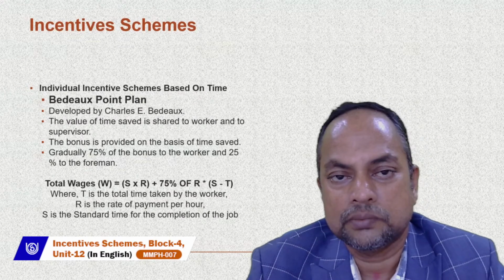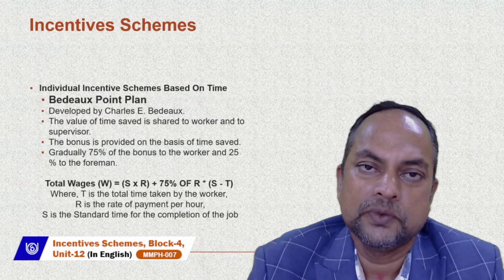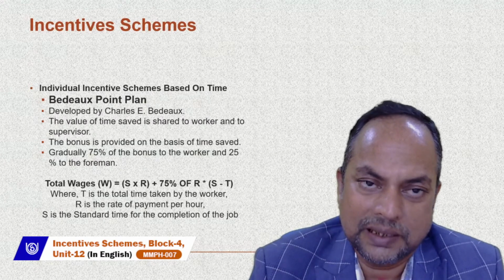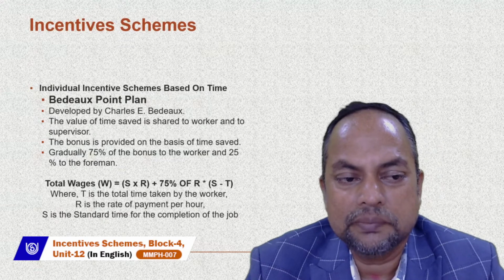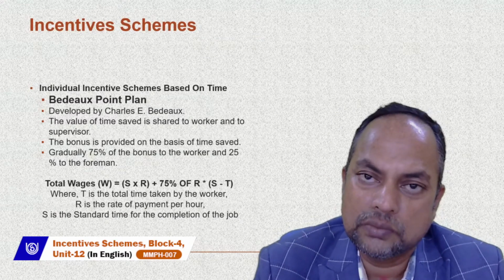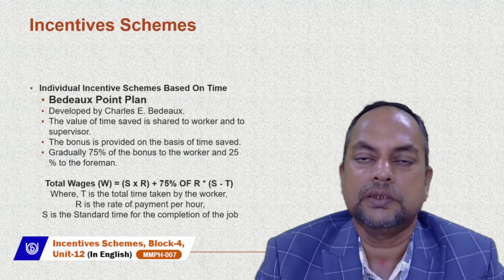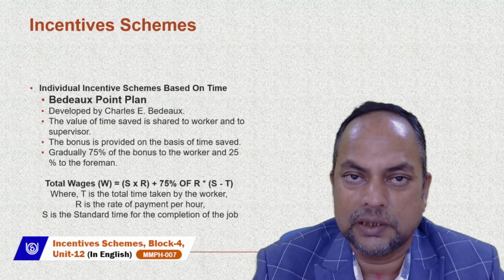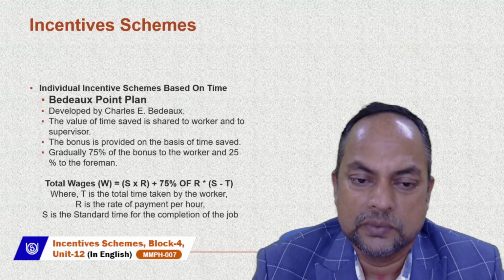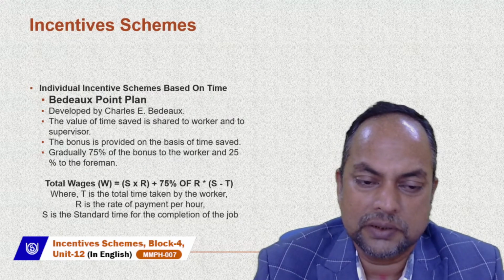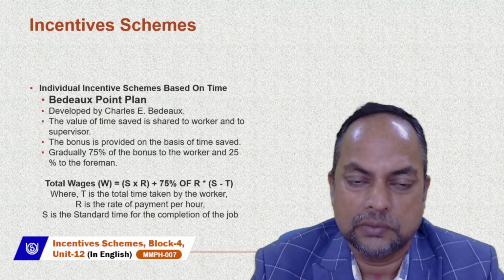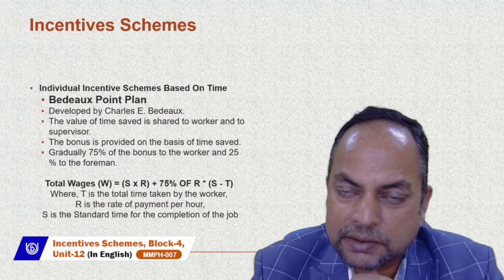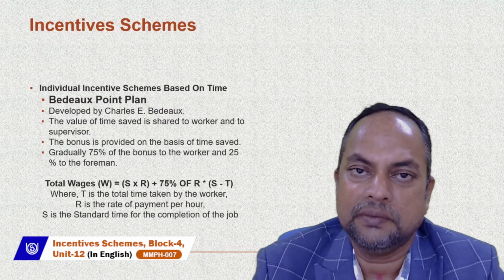Bedaux proposed that whatever incentive scheme we adopt, based on the time saved, 25% of that should go to the supervisor and 75% should go to the worker. Okay. So what about the total incentives? Incentives will be like R into S minus T. S minus T is the time saved. So if R is say 50 rupees, S is 8, and T, the actual time taken, is 5.